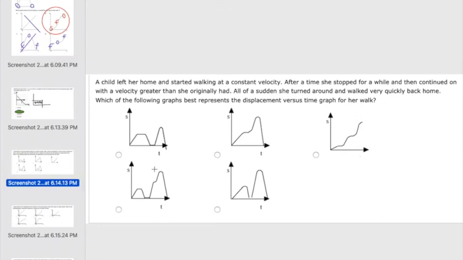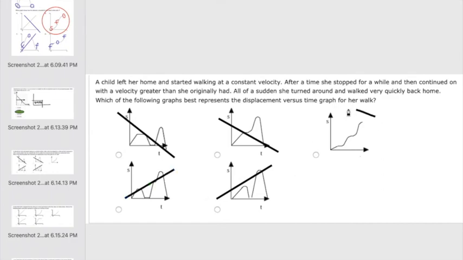Girl goes for a walk. She stops after moving forward, and so these all look pretty good. And then she goes faster than she originally had. So we've got moving forward, stopped, and then even faster. We can start to eliminate choices here. This is not a good choice because this is faster but going backwards. This one here is not as fast as this one, and so that's a bad choice. Here's moving forward, stopped, going fast, so this looks pretty good. This is moving forward, coming to a stop, going backwards. Let's take that out. Oh man, I think we've already found the right answer.